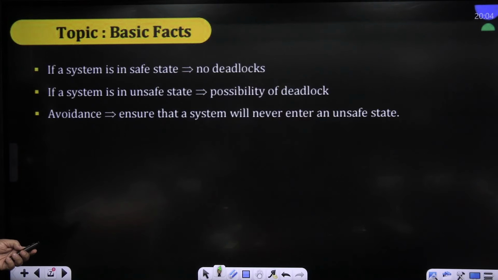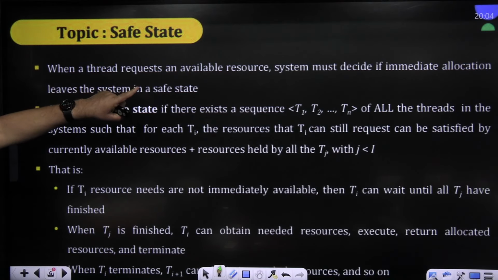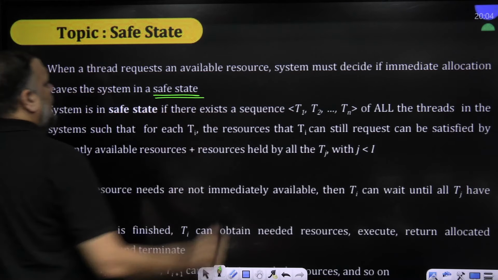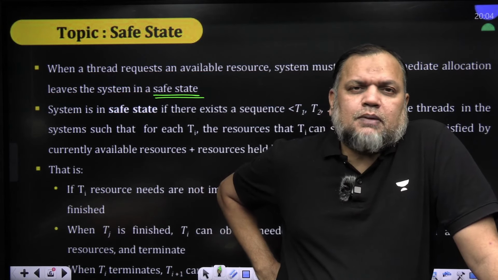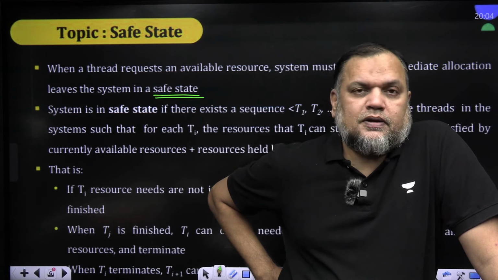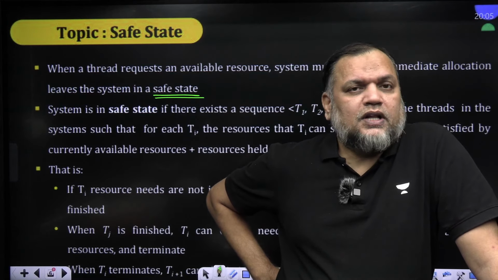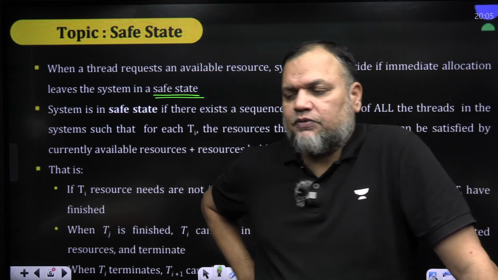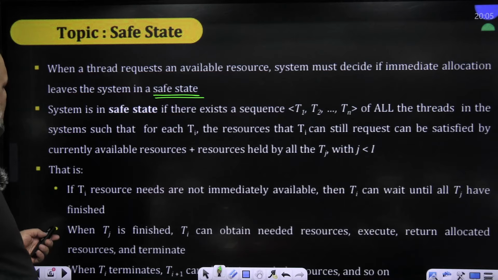I will go through some important points. When a thread or process requests an available resource, the system must decide whether immediate allocation leaves the system in a safe state. The basic philosophy of Banker's algorithm is to always operate the system in a safe state. Only if the system remains safe after granting the request will we grant it, otherwise we will not. When do we say the system is safe? If the need of all processes can be satisfied with the current available resources, then we say the system is safe. If we cannot satisfy the need, the system is unsafe, since there is a likelihood that in future the system may go into the deadlock state.